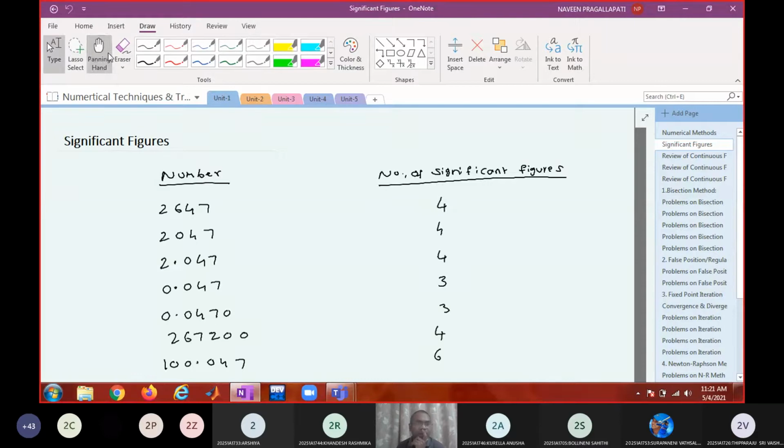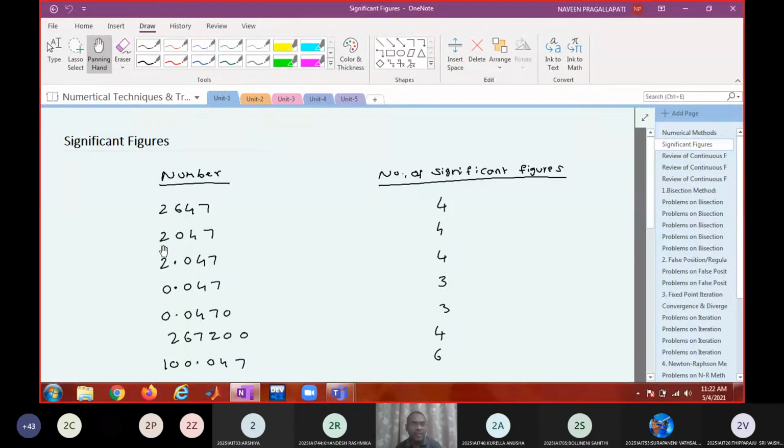You know some rules on significant figures, right? Any non-zero number is to be treated as a significant figure. So if I write 2647, four non-zero digits are there. Therefore, there are four significant figures in this number. Am I right? Yes, sir.